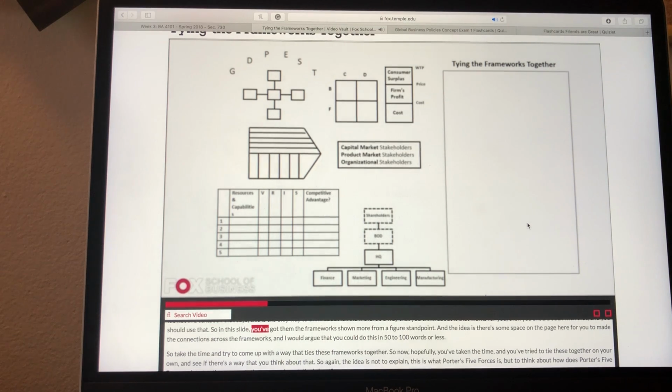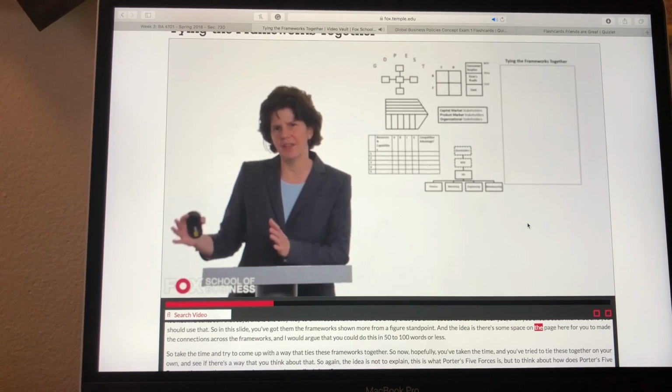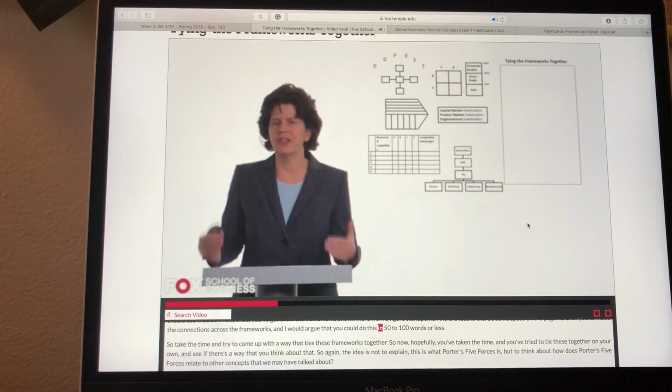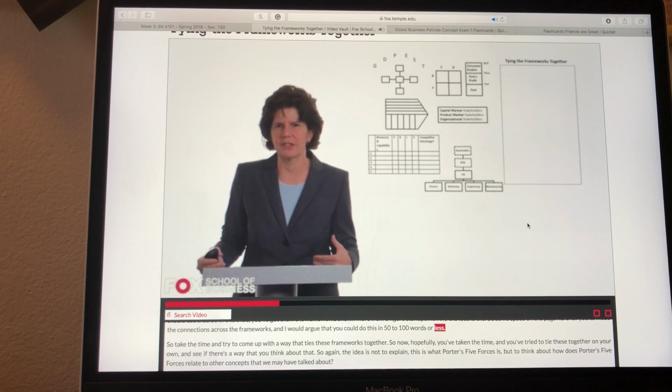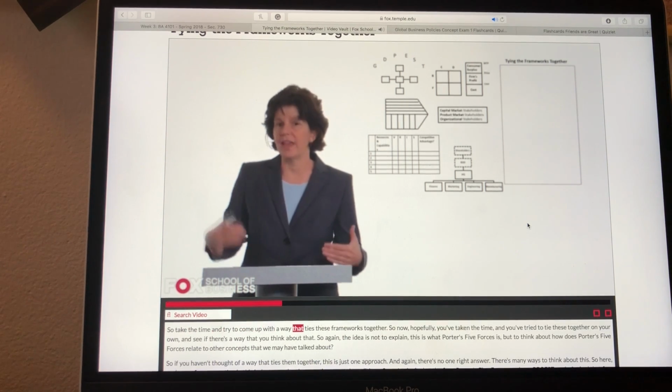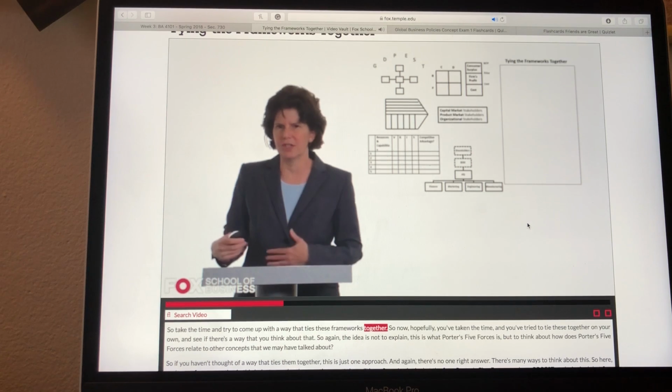So in this slide, you've got the frameworks shown more from a figure standpoint. And the idea is there's some space on the page here for you to make the connections across the frameworks. And I would argue that you could do this in 50 to 100 words or less. Okay, so take the time and try to come up with a way that ties these frameworks together.